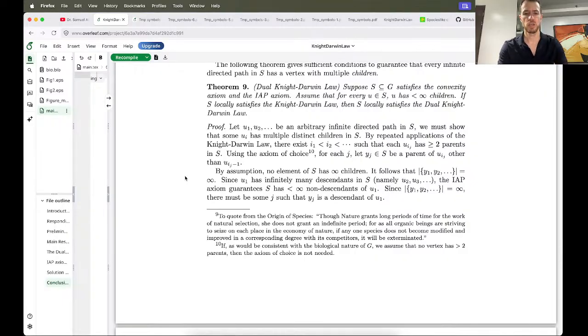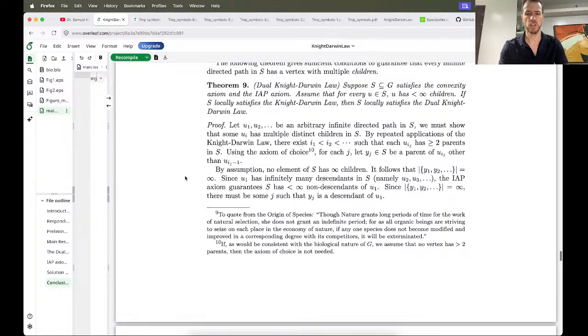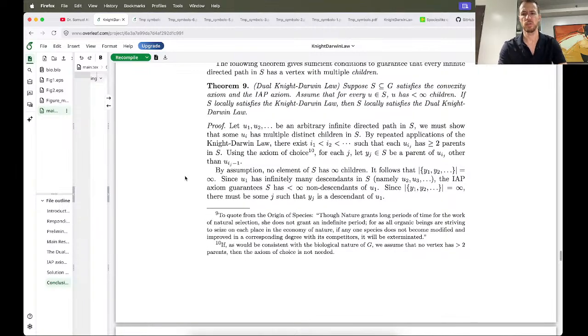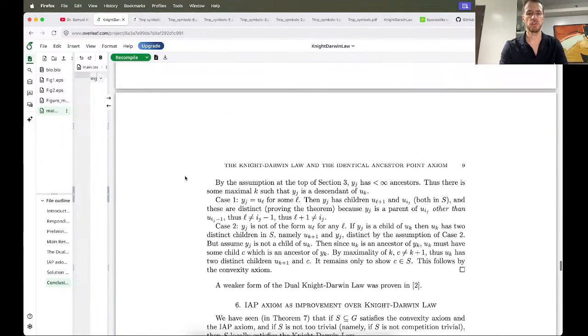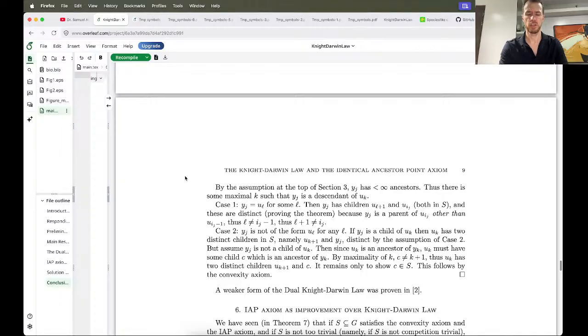of Yi's is infinite. Since U1 has infinitely many descendants in S, namely U2, U3, ..., the IAP axiom guarantees S has less than infinitely many non-descendants of U1. Since the cardinal of the set of Yi's is infinite, there must be some j such that Yj is a descendant of U1. By the assumption at the top of section 3, Yj has less than infinitely many ancestors. Thus there is some maximal k such that Yj is a descendant of Uk.